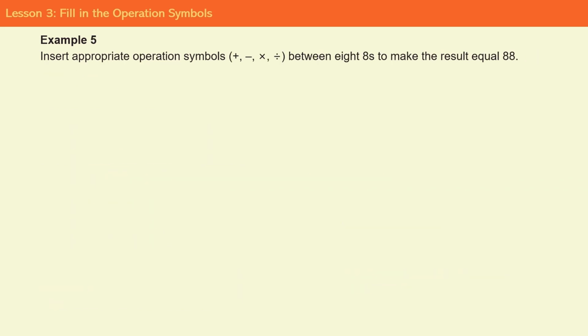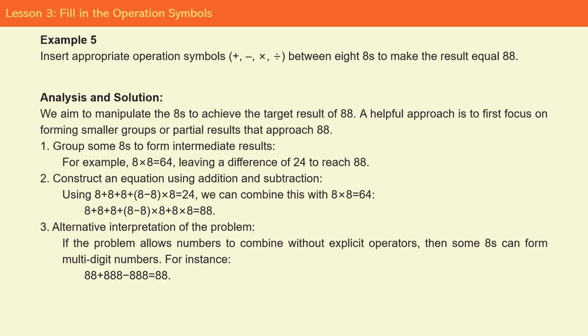Example 5. Insert appropriate operation symbols, plus, minus, times, divided by between 8 eighths to make the result equal 88. We aim to manipulate the eighths to achieve the target result of 88. A helpful approach is to first focus on forming smaller groups or partial results that approach 88. First, group some eighths to form intermediate results. For example, 8 times 8 equals 64, leaving a difference of 24 to reach 88.